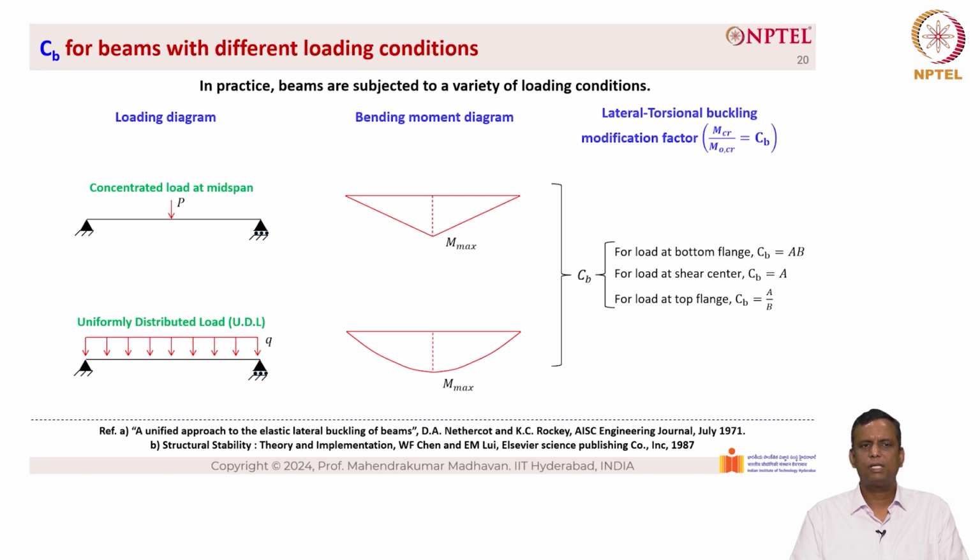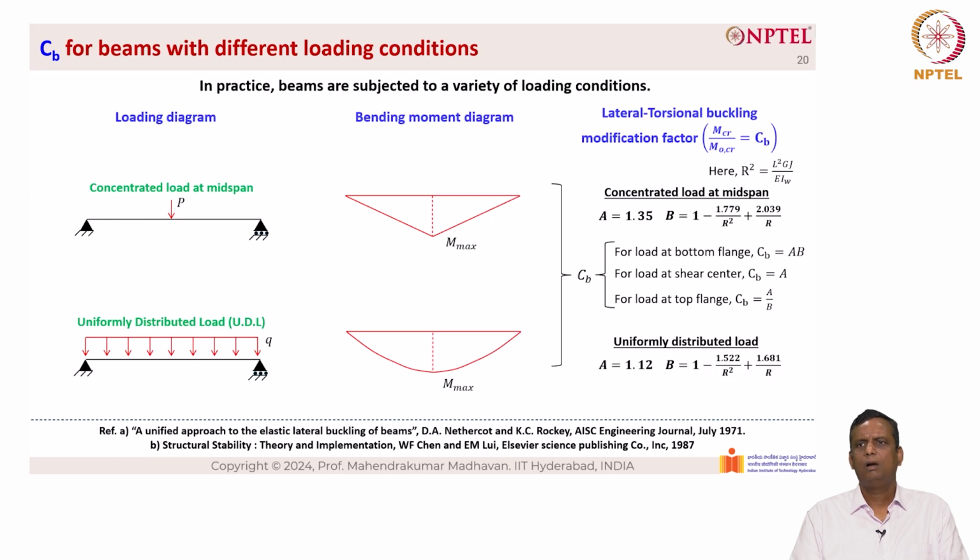Similar derivations are also given in a slightly modified form in the book Structural Stability Theory and Implementation by W.F. Chen and Eric M. Lui, Elsevier Science Publishing in 1987. So here A equal to 1.35 and B equal to 1 minus 1.779 divided by R square plus 2.039 divided by R. This is only for a concentrated load at midspan, and R square is defined as L square GJ divided by E I_w. For uniformly distributed load, A equal to 1.12 and B is given as 1 minus 1.522 divided by R square plus 1.681 divided by R.